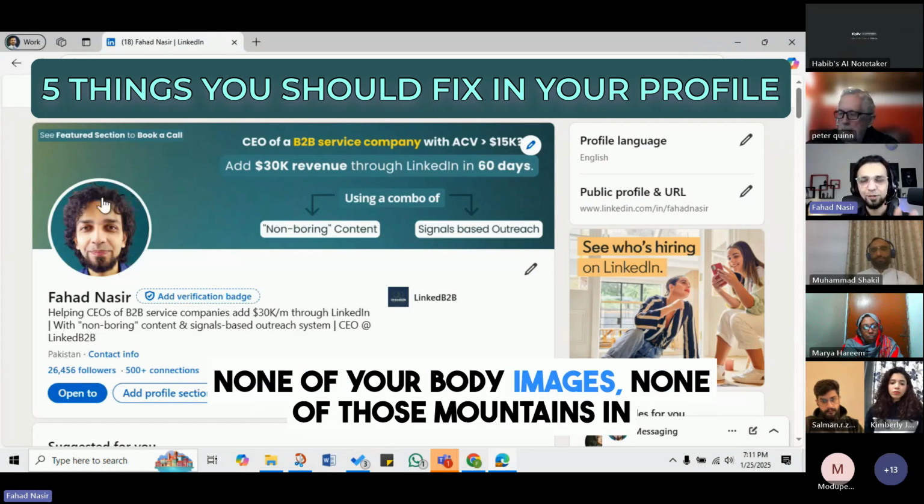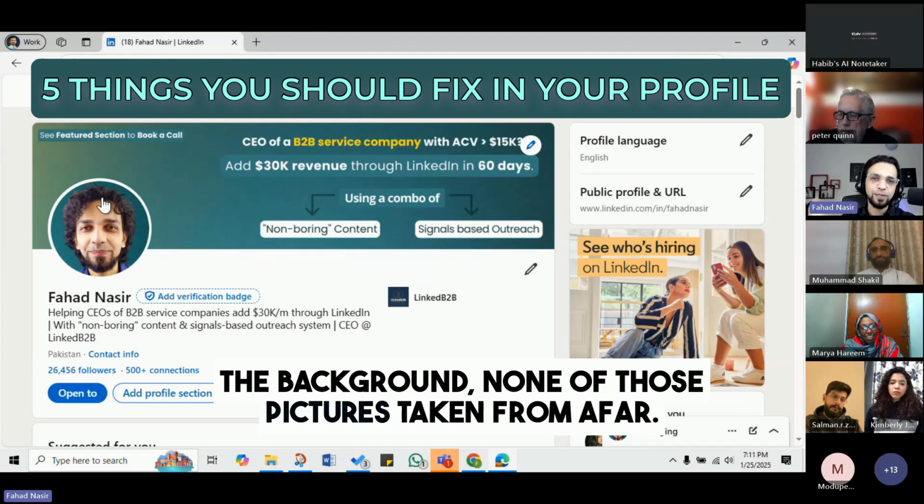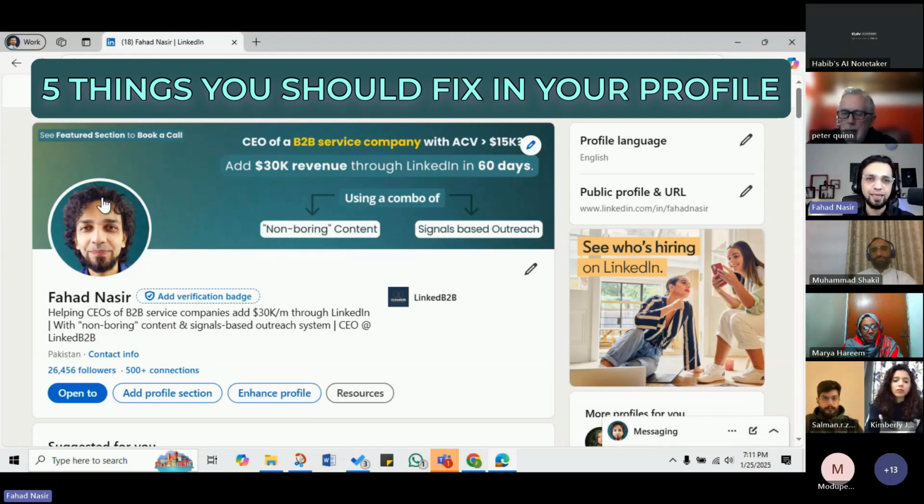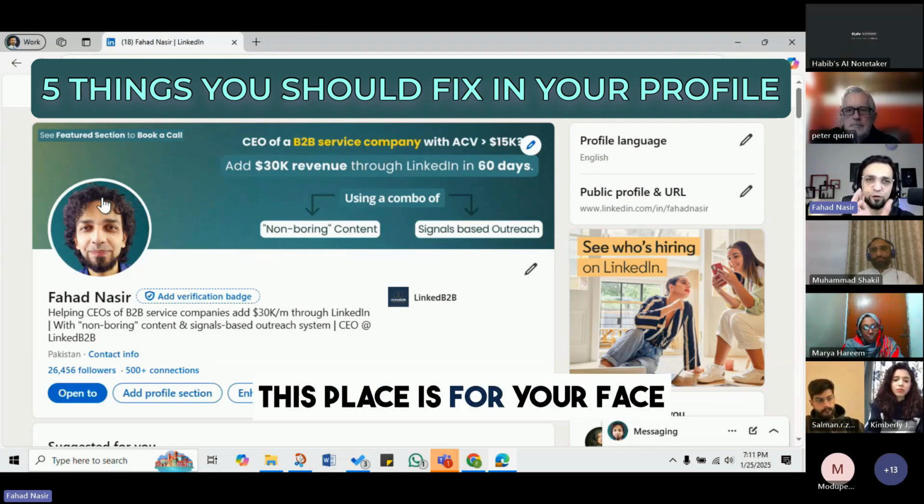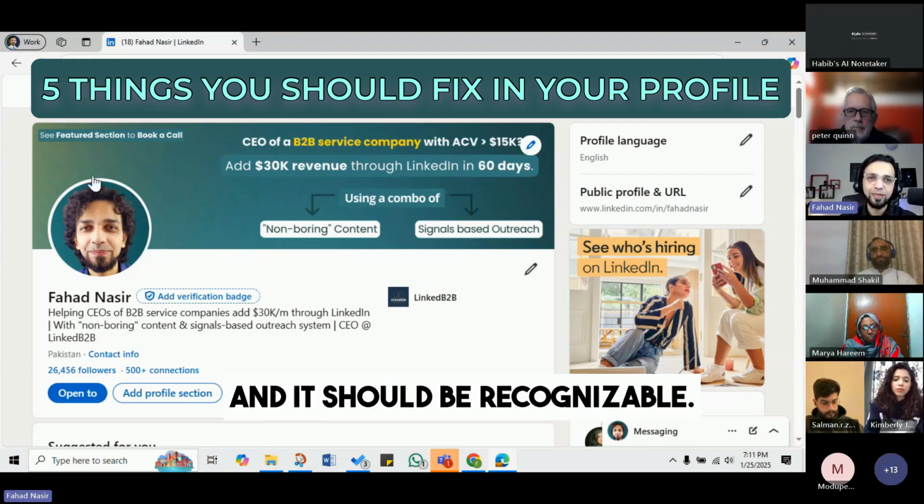None of your body images, none of those like mountains in the background, none of those pictures taken from afar, right? It's a headshot. This place is for your face and it should be recognizable.